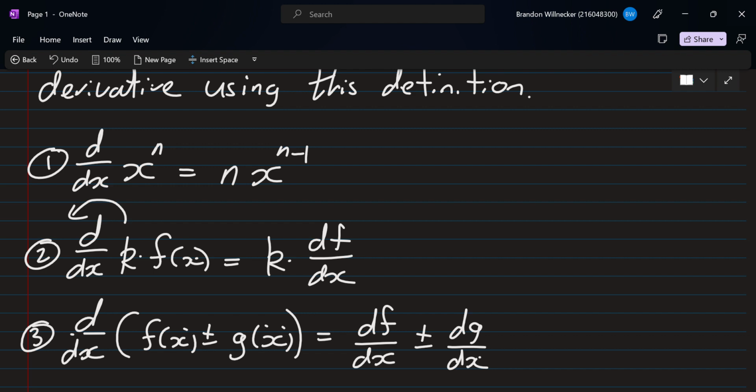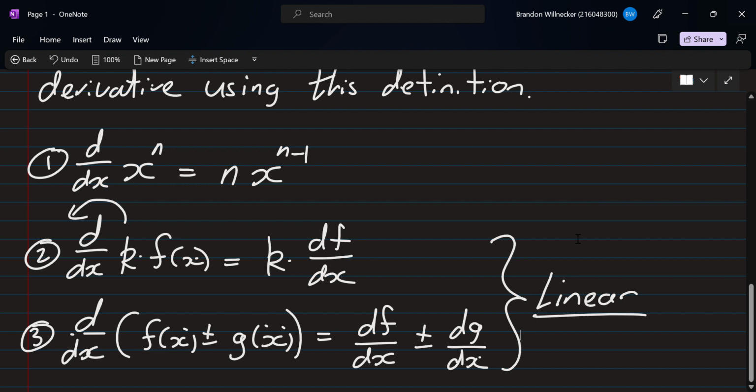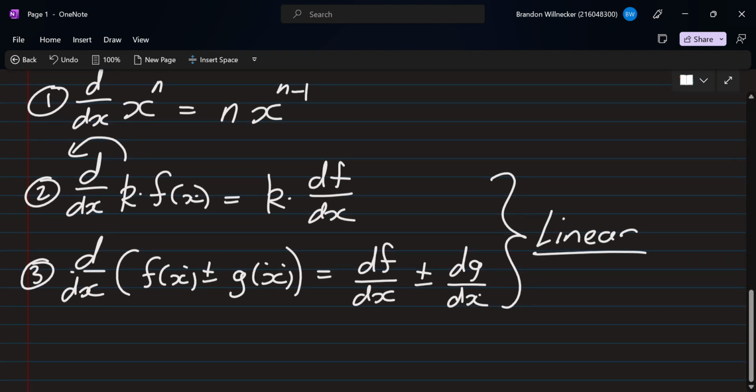Then rule 2 and rule 3, we commonly combine those two, and we say that the derivative operation is linear. You might see this later on. Whenever something is linear, it behaves in this fashion. So constants can be taken out, and we can distribute over sums like that.